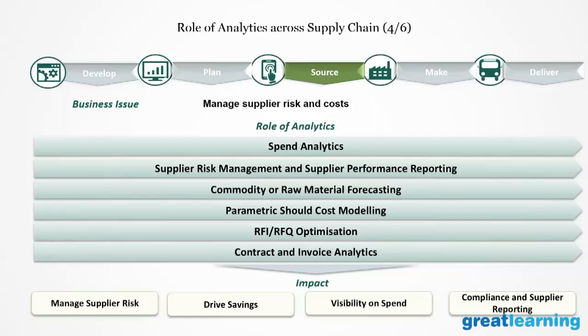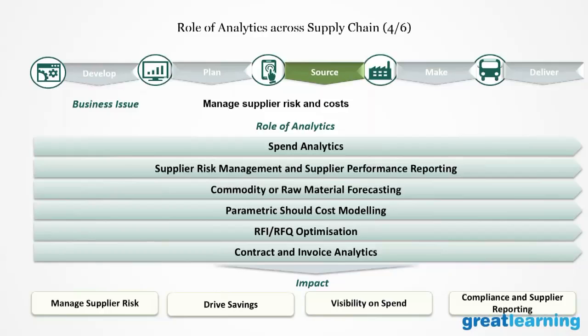Then thirdly, commodity and raw material forecasting. A lot of direct materials, such as plastics or wheat, are commodities that companies procure. They have in-house teams, and they would use analytics to predict the price of these commodities so that they can accordingly hedge against the increase in price. It's again a very common practice.